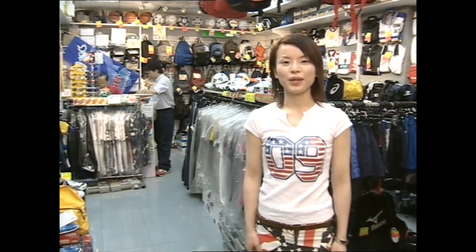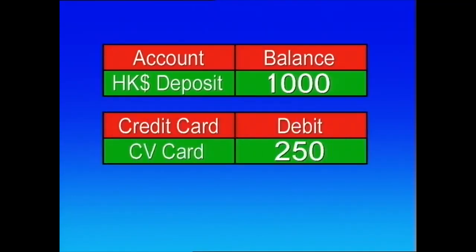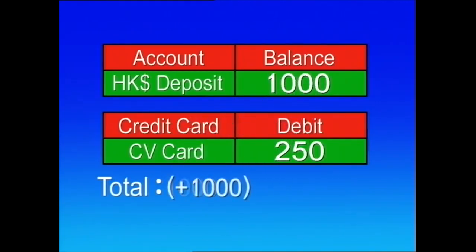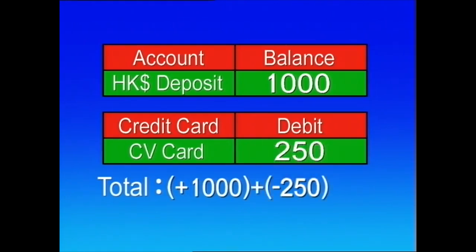Credit cards are getting more popular these days. Assuming that you have $1,000 in your bank account, after you've spent $250 on your credit card, how much do you have left? Originally, there was $1,000 in the account. That's positive 1,000. 250 is charged to your credit card. That's negative 250. So positive 1,000 plus negative 250 equals positive 750. That means there is now $750 in your account.